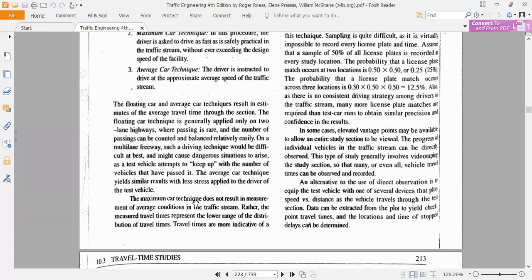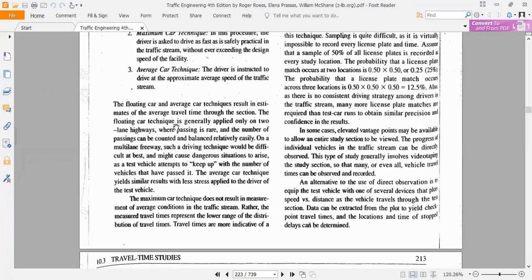Now there are some comments on these techniques. The floating car or average car techniques result in estimates of average travel time through the section. Of course, if he is simulating the behavior of other vehicles who are also moving at the same time in that section, then you can get the average travel time.